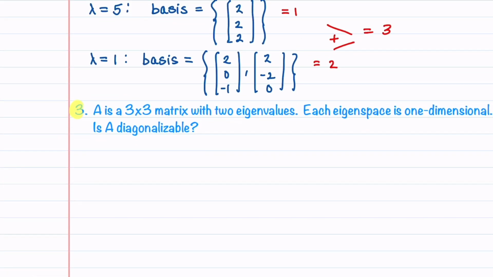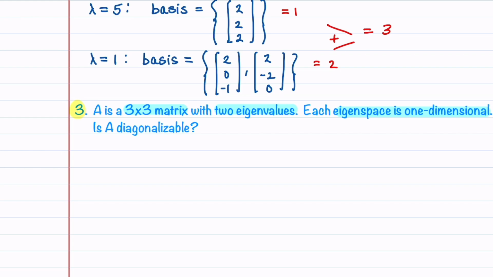Let's now look at example 3. We're given that A is a 3 by 3 matrix with 2 eigenvalues. That means one of the eigenvalues is a repeated eigenvalue because we'll have a total of 3 eigenvalues. We're then told that each eigenspace is one-dimensional, and then we're asked, is A diagonalizable?